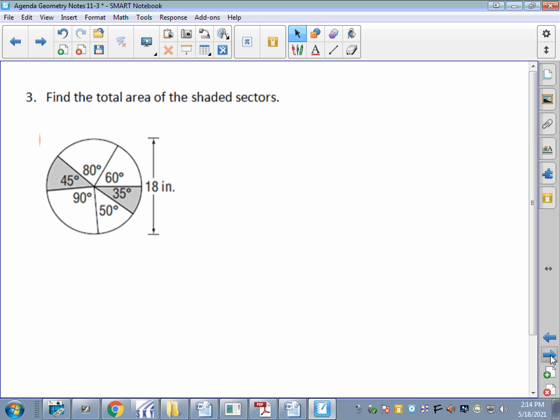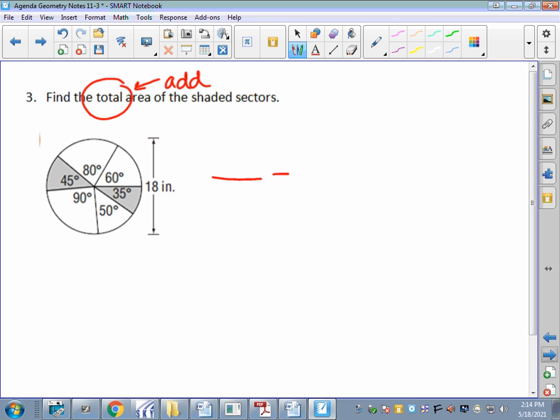Find the total area of the shaded sectors. Total is a big clue word in math that means to add. You can add before, you can add after. It's up to you, however you want to do this. Total area of sectors, I know I'm going to have to set up a proportion. It's going to be degrees over 360 equals x over pi times radius squared.